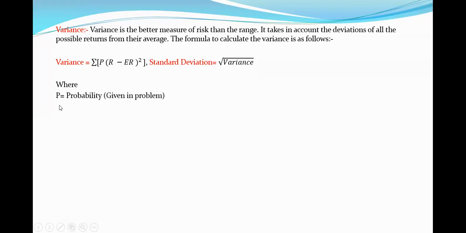P is probability given in the problem. Probability means chance of getting this return. R, these are the returns. These are estimated returns. That is why probability is given. Everything is estimated. E of R is P into R. When you multiply the probability with the estimated returns, you get expected return.